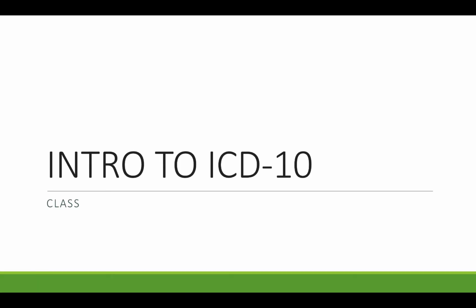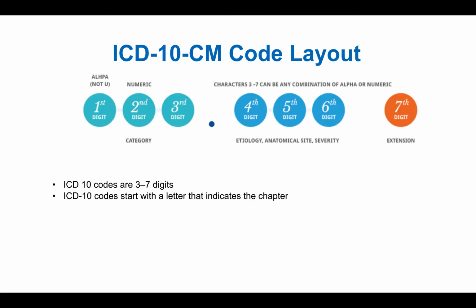Welcome to the Intro to ICD-10 course. We're going to talk about the basics of ICD-10 and how you can utilize these codes. First, let's talk about the code itself. An ICD-10 code is 3 to 7 digits. The first letter indicates the chapter that the code is from.